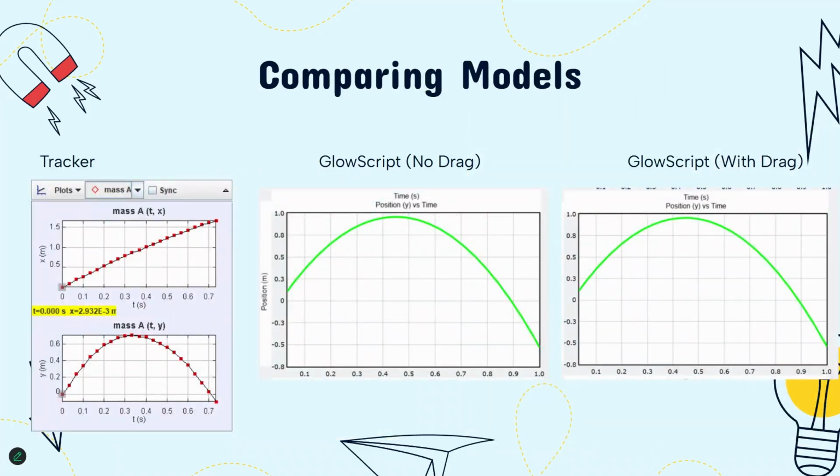On the left is my tracker, in the middle is my GlowScript with no drag, and on the right is my GlowScript with drag. While looking at these, they look almost identical, if not identical. My tracker data's start value is a little lower because I used the data after it fully left the guy's hand for the other two.